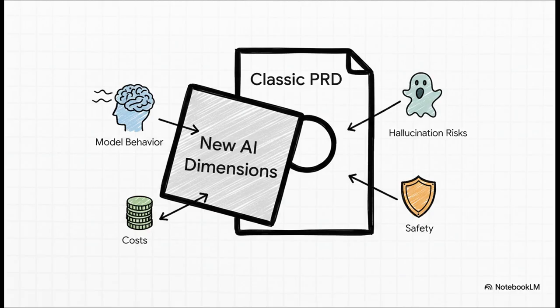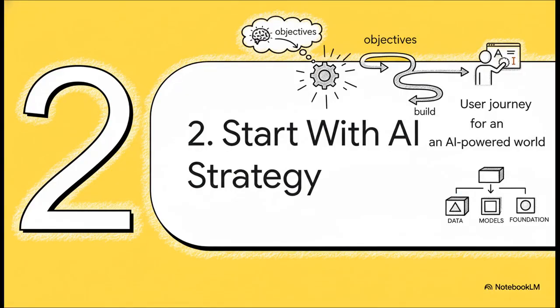It just doesn't work. All right, enough about the problem. Let's start talking about the solution. And here's the thing. Before you even get to models or data, you have to nail the strategic foundation. That means starting with your objectives and, this is so important, totally rethinking the user journey for an AI-powered world.